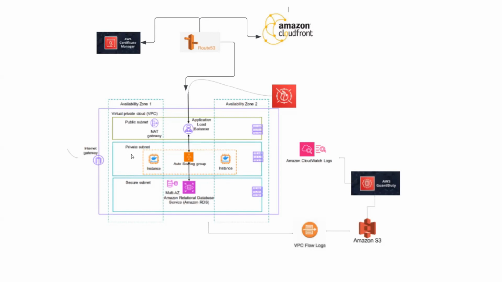This is the same as the private subnet, but somewhat different. We'll discuss in the Terraform part how we are assigning these things in the secure subnet. In the secure subnet, you will have an RDS database, sorry, an RDS instance, which is multi-availability zone. Here you can see the multi-availability zone RDS instance.